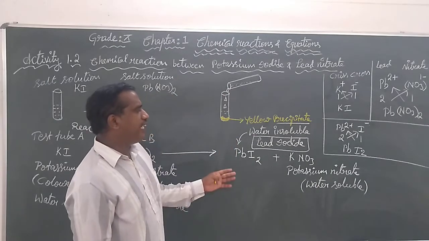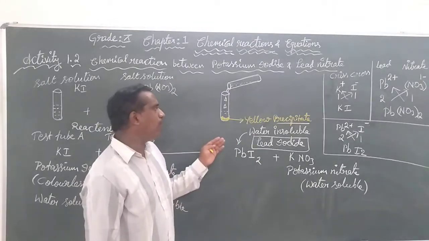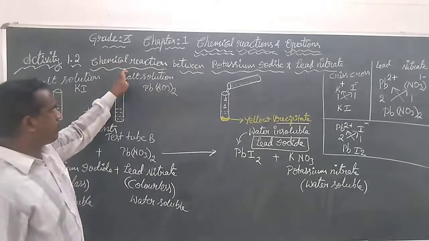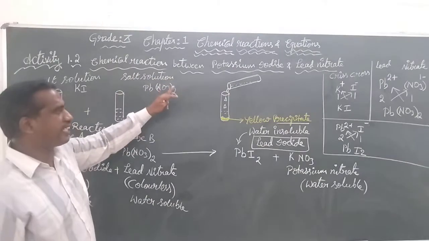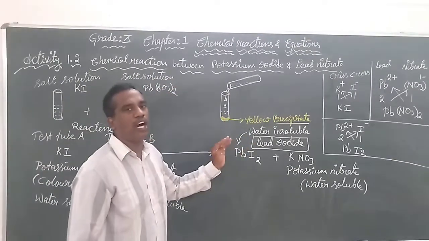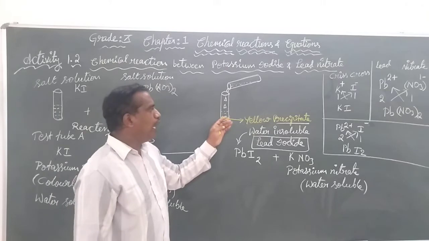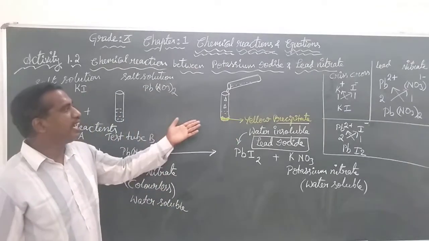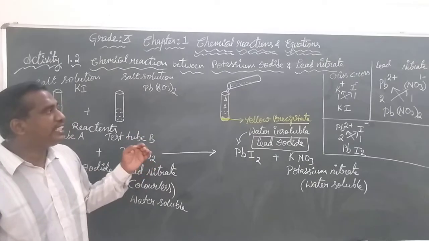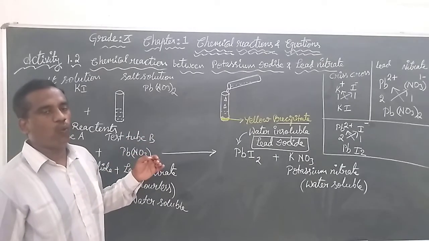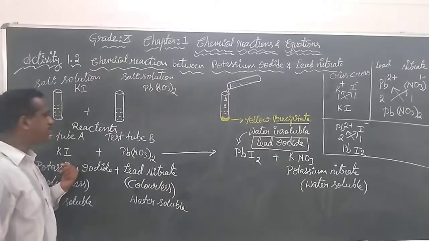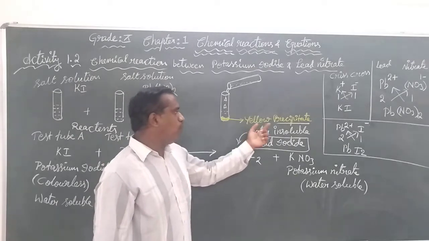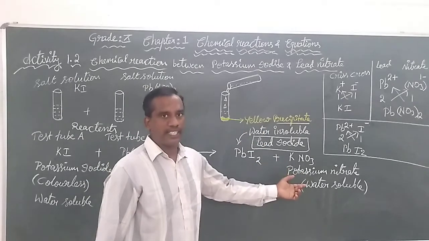PbI2. Here in this reaction, what we came to know is that at the end of a chemical reaction, when the products are formed, we are able to observe a change in color. So in this chemical reaction, what we observed is that when potassium iodide reacts with lead nitrate, it forms lead iodide, the yellow precipitate, and potassium nitrate.